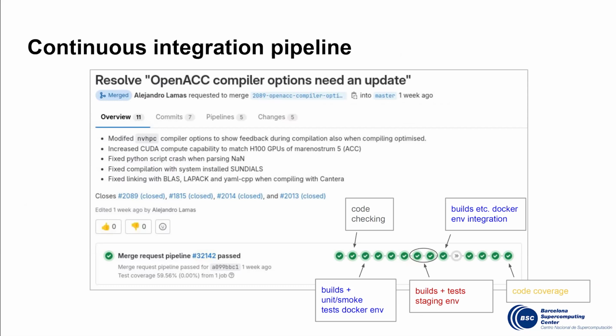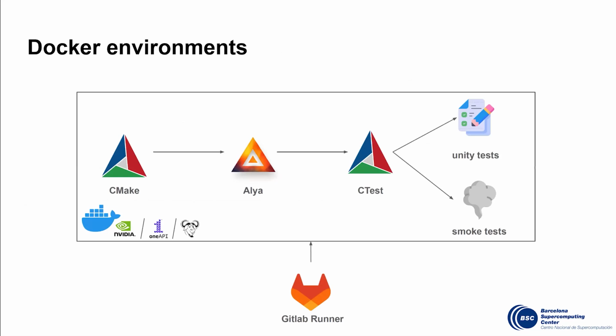We have different colors for different kinds of checks. For instance, in gray, we have basic code checks. In blue, we have a build on unit and smoke tests on Docker environments. In red, we have the same thing on the staging environment, and in yellow, we retrieve information about the code coverage to know if it has decreased or increased. Docker environments are useful in order to test the building and the testing of the code on a light platform without having to go directly on the HPC platform.